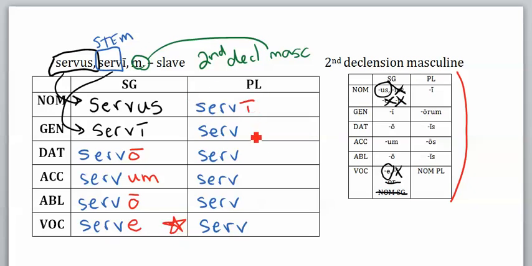And now I can do my plural, which will look like any other masculine noun, no exceptions in this column. Servi, servorum, servis, servos, servis again, servi. And that is how you decline the second declension masculine noun where the nominative singular ends in us.